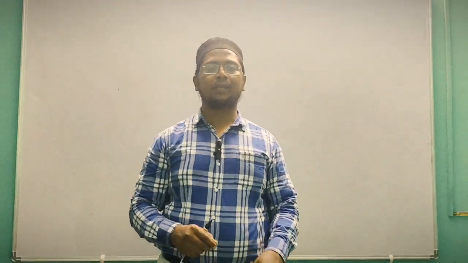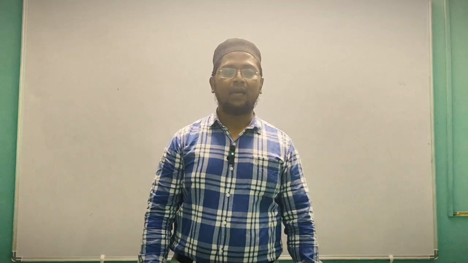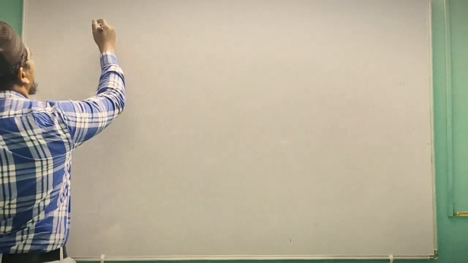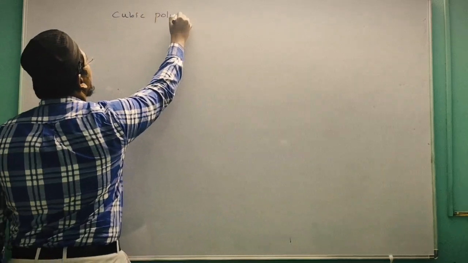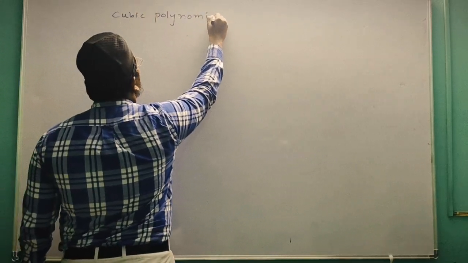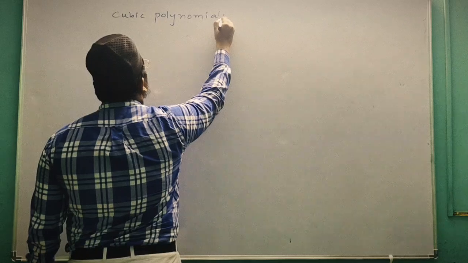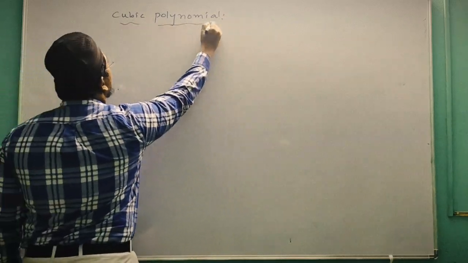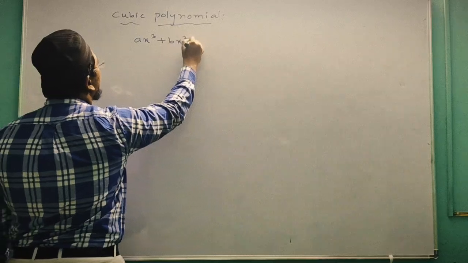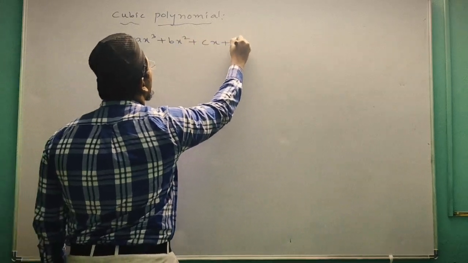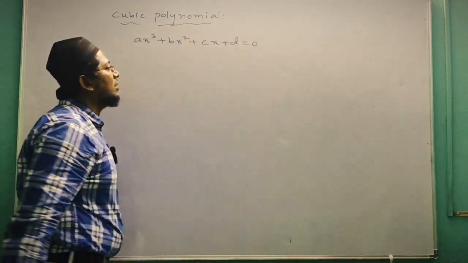Today I am going to explain the cubic polynomial and the relationship between the zeros and the coefficients of a cubic polynomial. Let us see. A cubic polynomial is in the form of ax cube plus bx squared plus cx plus d equal to 0. This is the cubic polynomial.